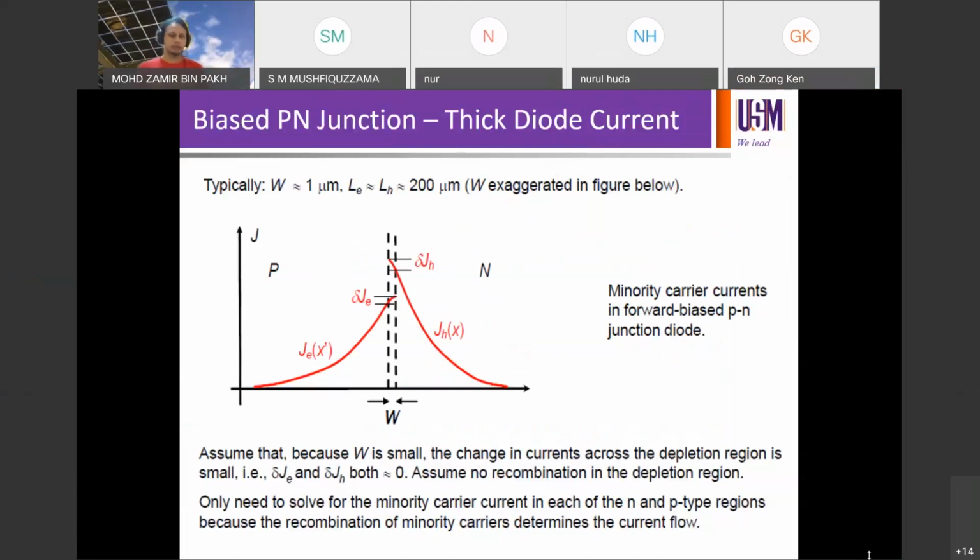So we stopped here yesterday. We discussed the thick diode current and thick diode versus thin diode.